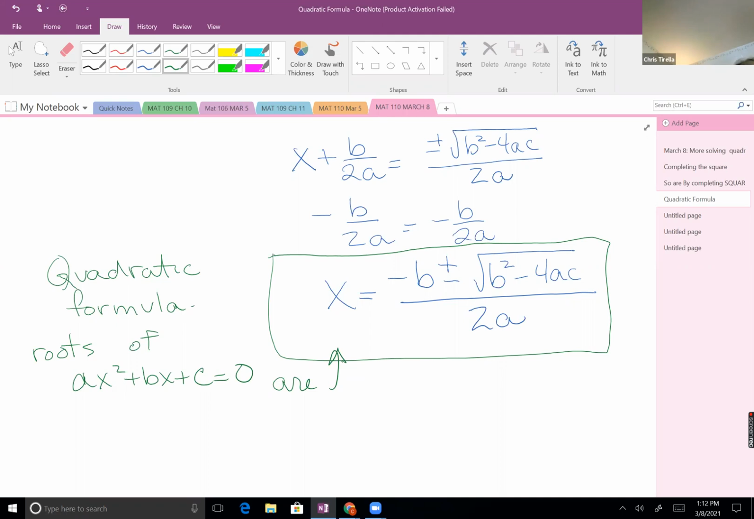There's a couple of different ways of doing that. I know if you sing it to the tune of Pop Goes the Weasel, it kind of flows. X equals negative b plus or minus the root of b squared minus 4ac all over 2a.